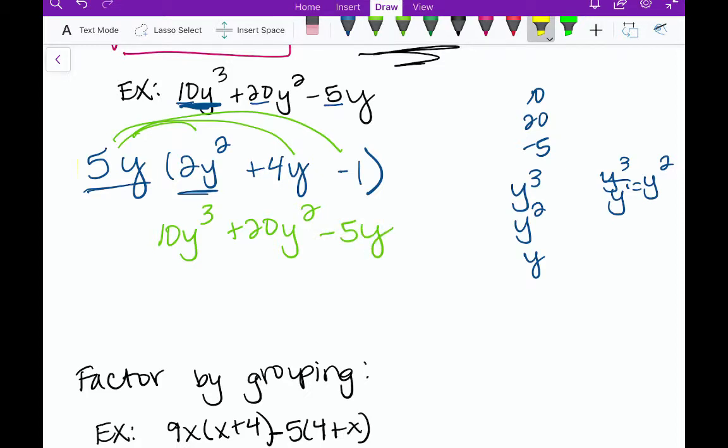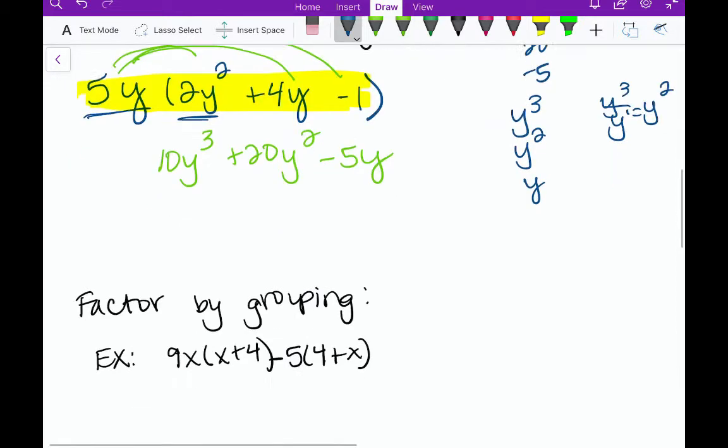So I just want to be very clear here that this is the answer that I'm looking for. And what I've done in green is just simply a way to check that my answer is correct, to check that I do indeed get what I started with.